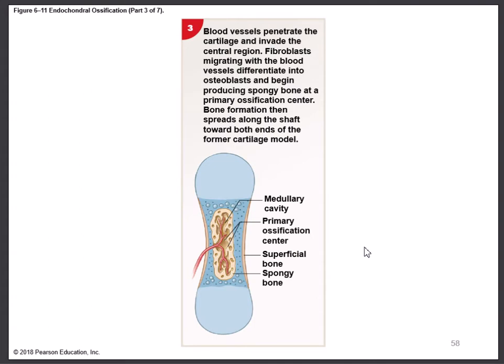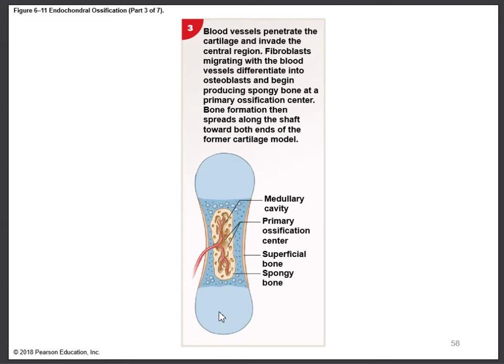Now, in step 3, notice the blood vessel isn't just up against the diaphysis at this point. It's actually penetrated into the middle of the diaphysis. So what happens here is fibroblasts, which are cells of connective tissue, migrate in with the blood vessel. As this blood vessel is coming in, it pulls along fibroblasts. Those fibroblasts convert into osteoblasts. Whenever you hear osteoblasts, think bone formation.